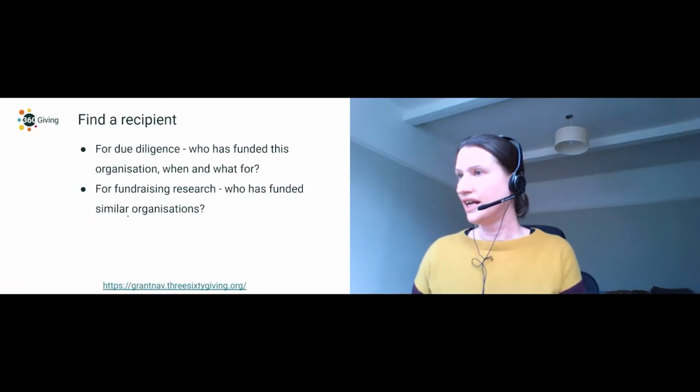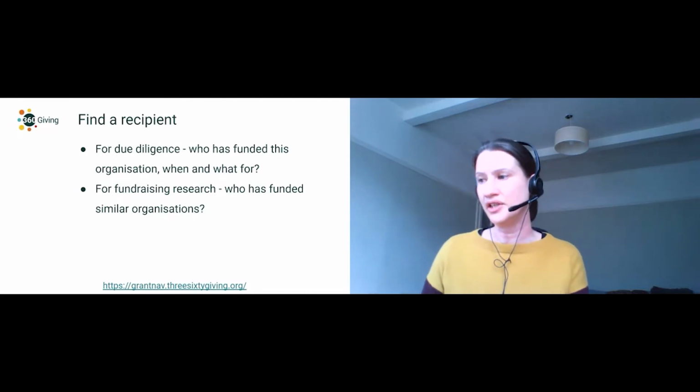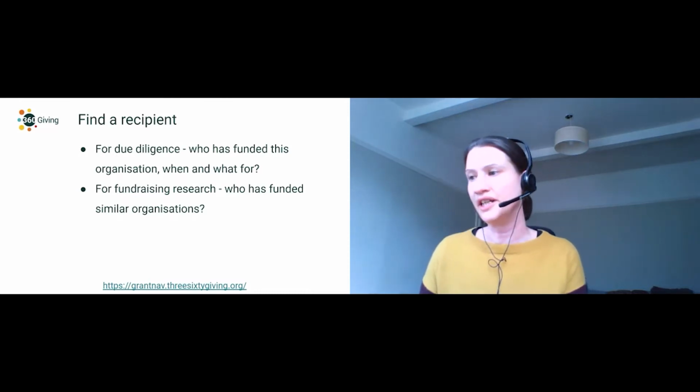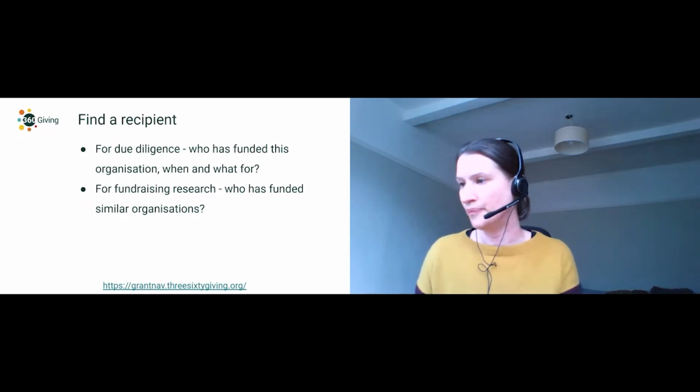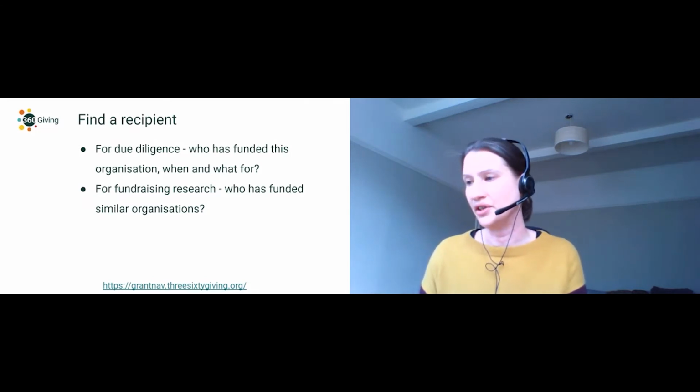The first walkthrough I'm going to give you is how to search to find a particular recipient. We know that funders use GrantNav for due diligence to see who's funded an applicant or a grantee organisation, see how much the grant was awarded, when, and what for. We also know that GrantNav is used by charities for fundraising research to find out who has funded similar organisations or projects.